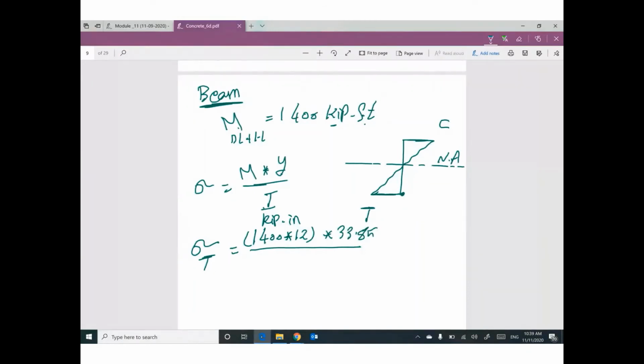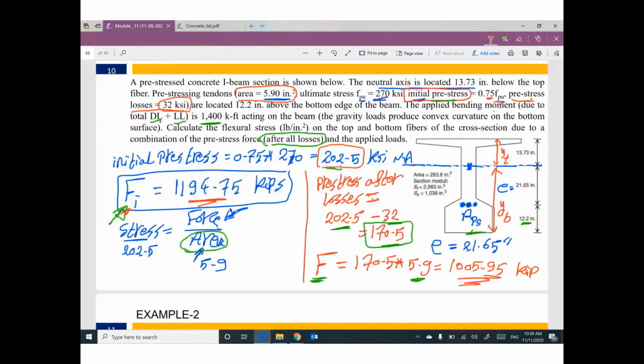Guys, this distance is in inch, so I multiplied this moment by inch. Divide by inertia. If you look here, we don't have moment of inertia. The moment of inertia is not given.